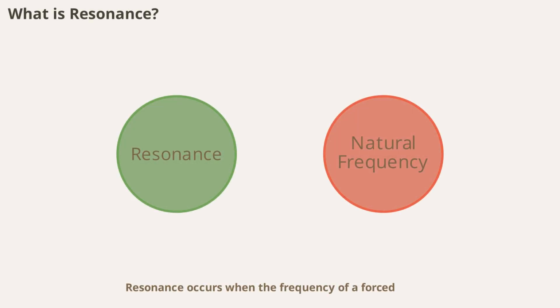Resonance occurs when the frequency of a forced oscillation matches the natural frequency of the system. At this point, the system absorbs energy efficiently, leading to large amplitude oscillations. Resonance can be both beneficial and dangerous. It's harnessed in musical instruments to amplify sound, but it can also cause bridges or buildings to collapse if not properly managed. Understanding resonance is vital in engineering and design.